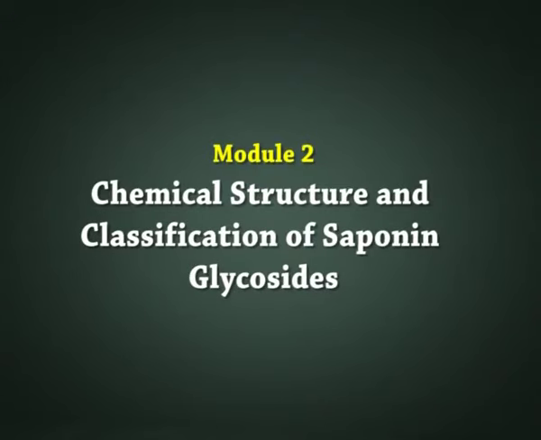Now let's look at the classification of saponin glycosides, which is based on their chemical structure. Have you noticed in the above table that some plants contained triterpenoid saponins, others showed the presence of steroidal sapogenins, while some also contained sapotoxins?